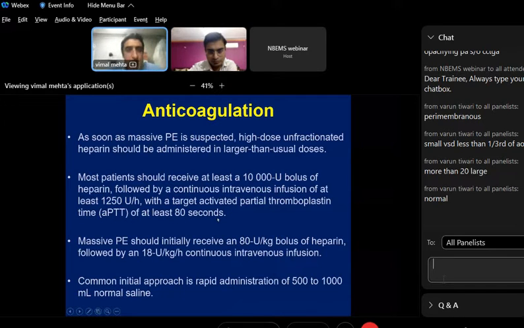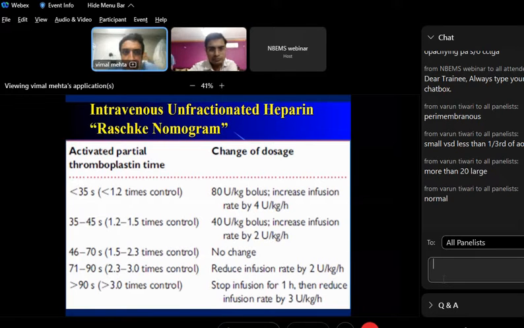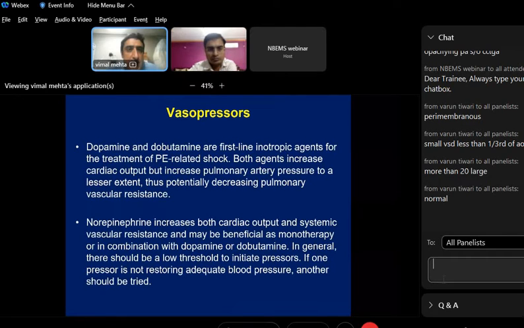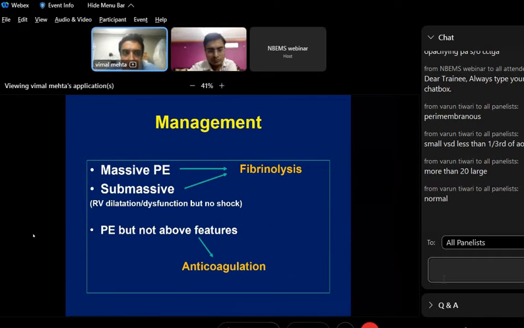So for massive and submassive pulmonary embolism, as I said over here, no shock but RV dilatation or dysfunction, that is submassive. In both the cases, you have to give thrombolysis. In cases who do not have these features, then only anticoagulation is sufficient.